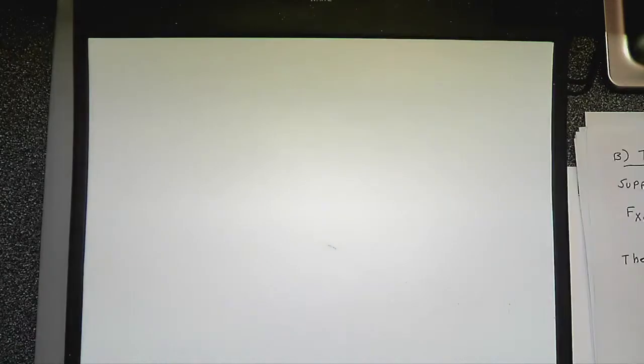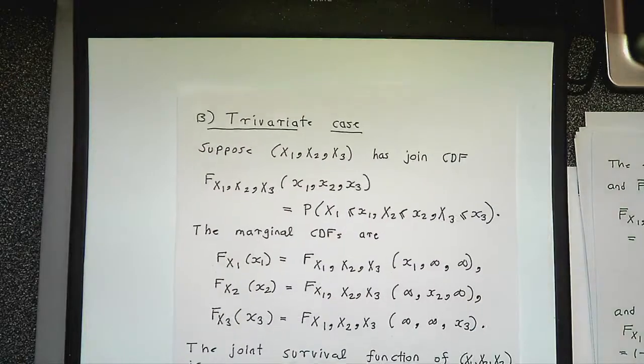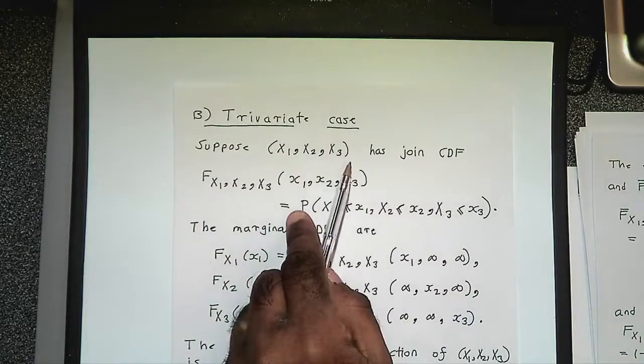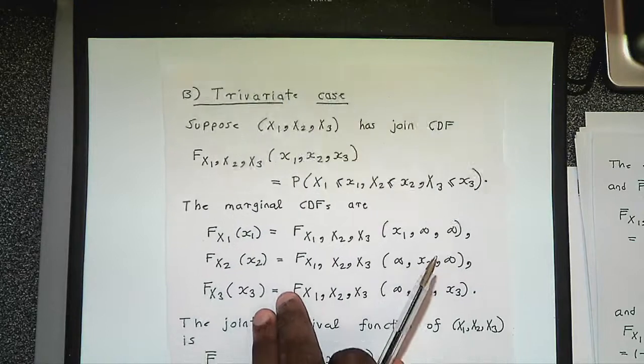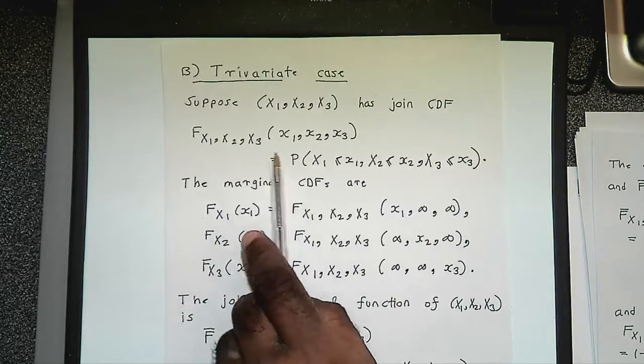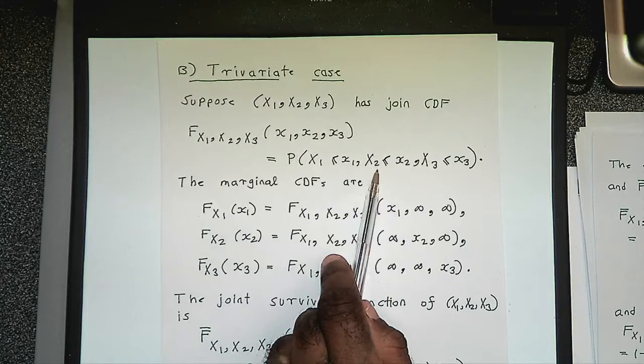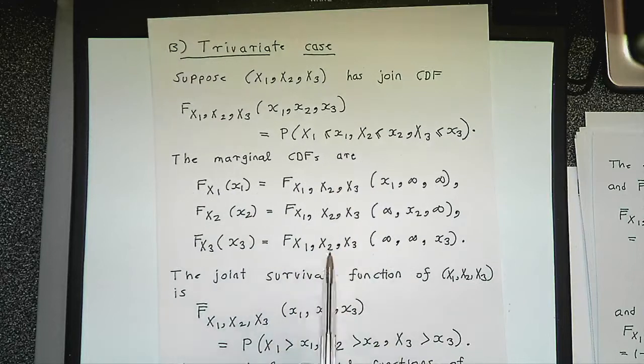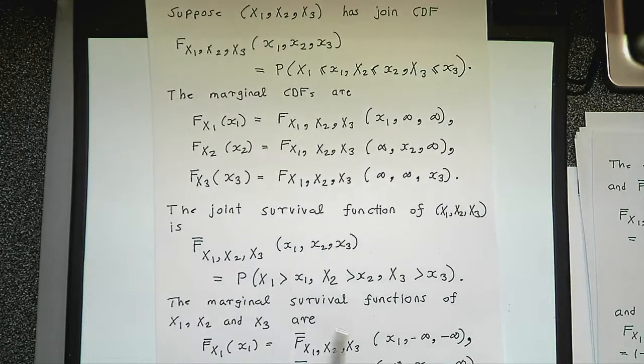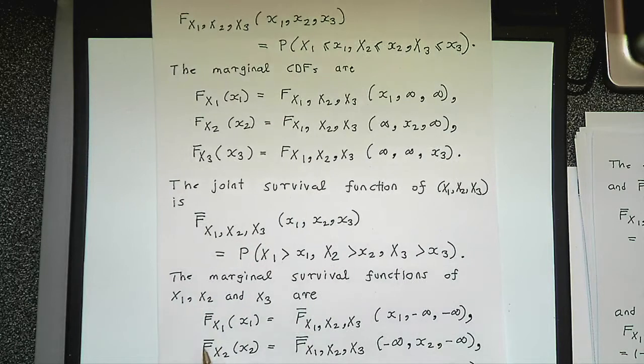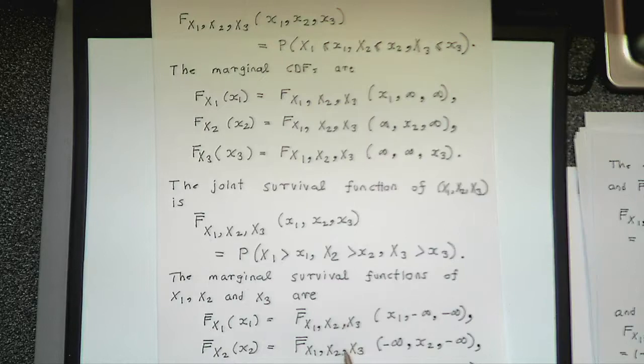Now, in the trivariate case, when you have 3 variables, say x1, x2, x3, right? The joint CDF is defined by this equation here, right? And the marginal CDFs are this, this, and this. The joint survival function is defined by this equation. Again, you have a F bar. Bar on top means survival function, right? And the marginal survival function can be obtained from the joint survival function using these equations, right?